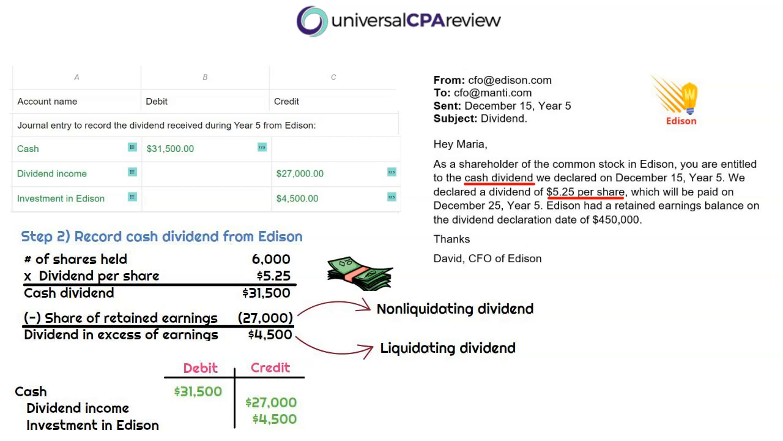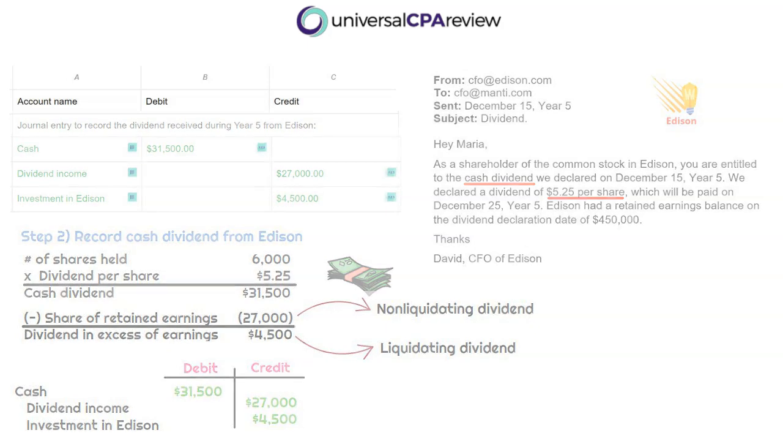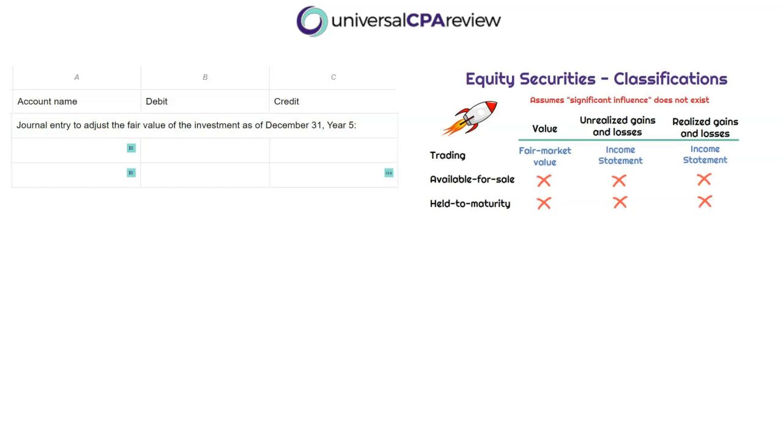So super, super important that we understand how to calculate the difference between what is considered non-liquidating versus liquidating. So those first two journal entries, we knocked them out of the park, and now we're on to our third one. It's December 31st, year 5. Remember, any changes in fair value, well, we record the impact through net income, right?